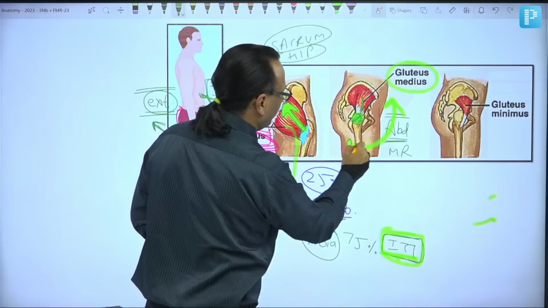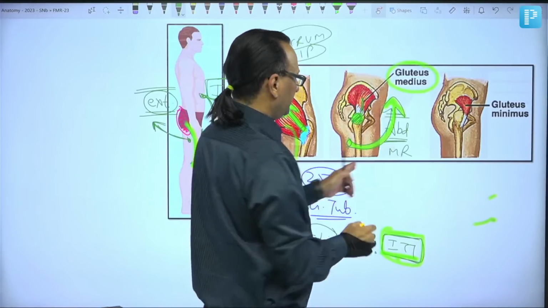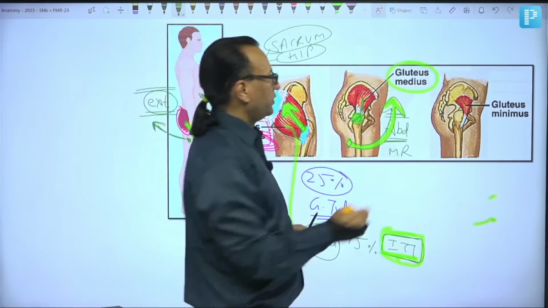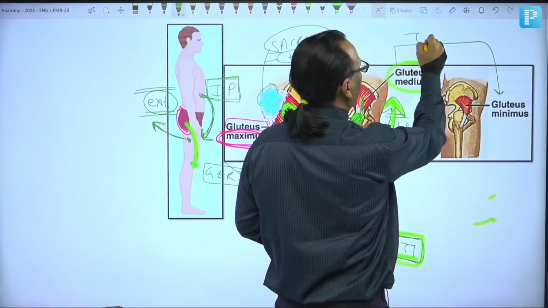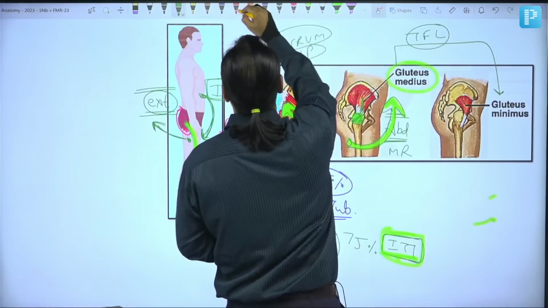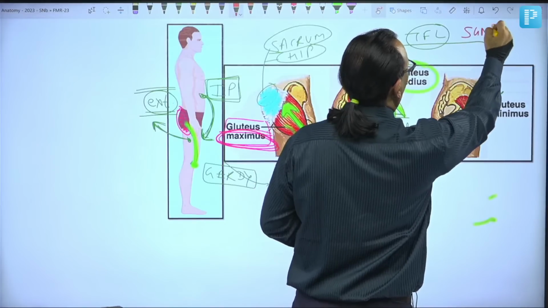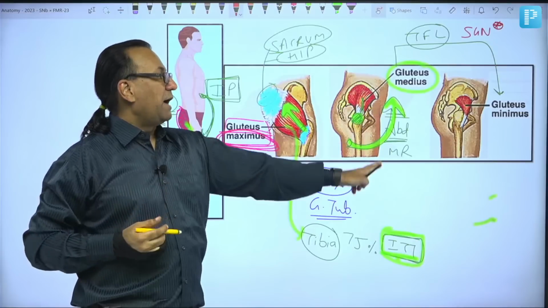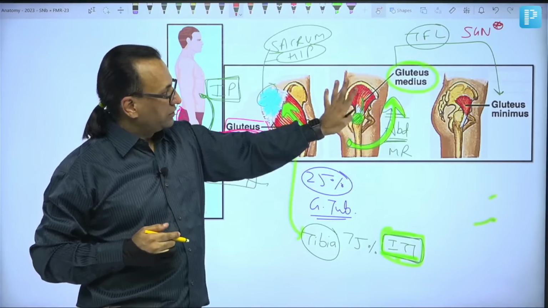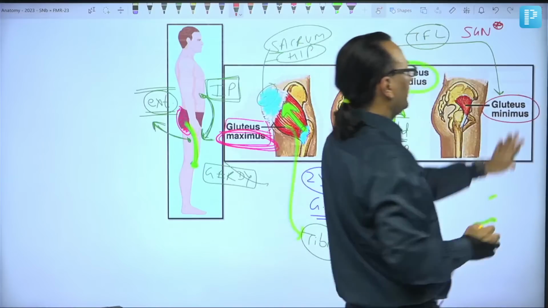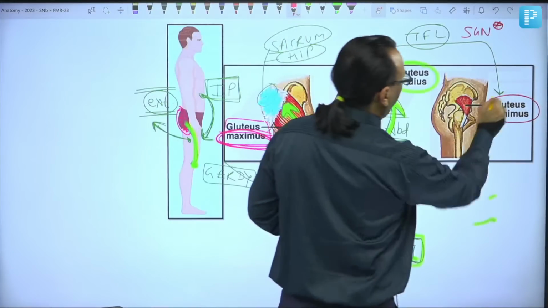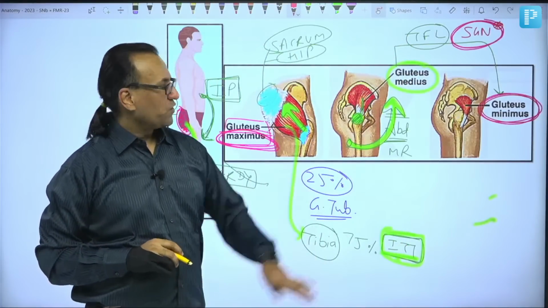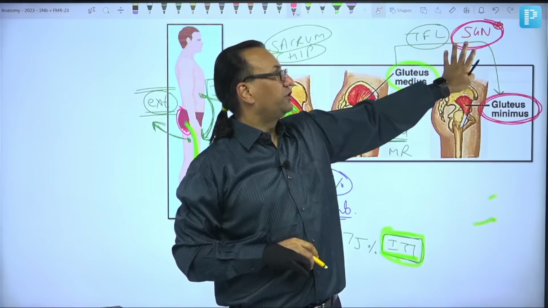So the insertion of fiber is such that it will rotate the femur medially, and not only gluteus medius, it is also done by gluteus minimus and tensor fasciae lata, and these three muscles are supplied by a single nerve named superior gluteal nerve. I'll repeat again. Abduction and medial rotation is done by three muscles, namely gluteus medius, gluteus minimus, and tensor fasciae lata. And these three muscles, they are supplied by the same nerve. The name of nerve is superior gluteal nerve. So superior gluteal nerve supplies three muscles, namely gluteus medius, gluteus minimus, tensor fasciae lata.